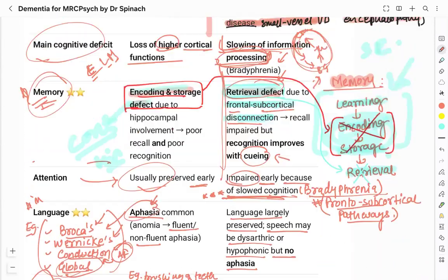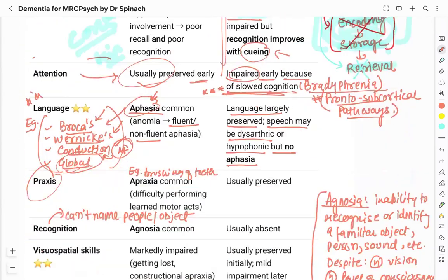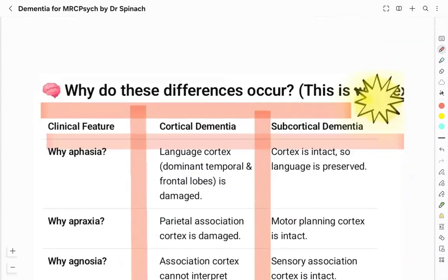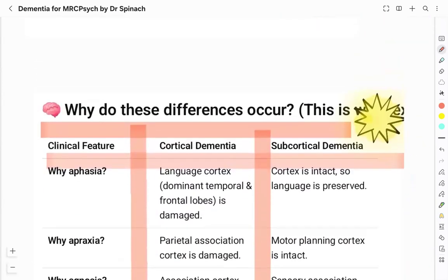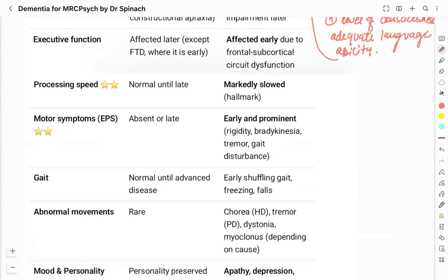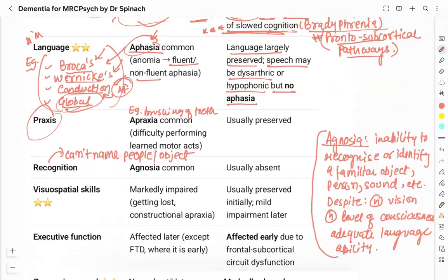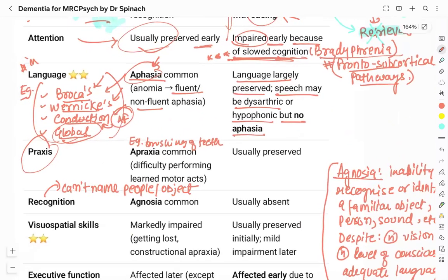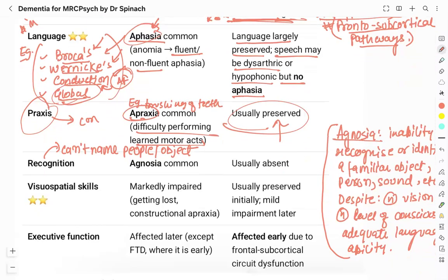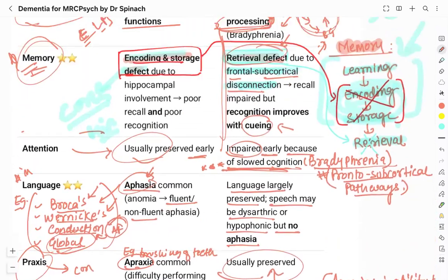Can you tell me what is apraxia? What actually is apraxia? That one is not able to perform a learned act with intact sensory and motor pathways. Wonderful, correct. So apraxia is difficulty performing learned motor acts, which would be common in cortical dementia, but it is preserved in subcortical. Now, what is agnosia?